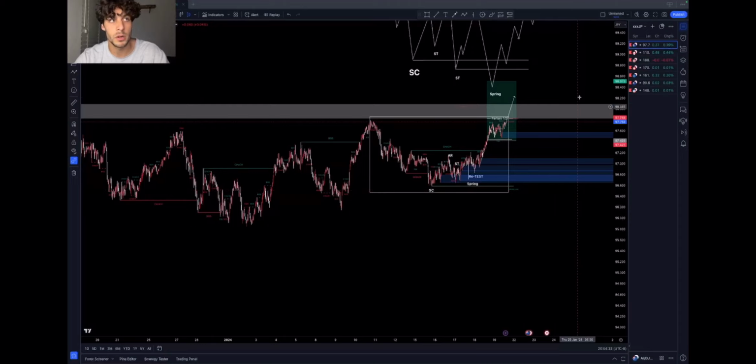Your big orders aren't going to be at 98.8, right? They're going to be at these rounded numbers. That's where the banks trade. That's where institutions trade, right?